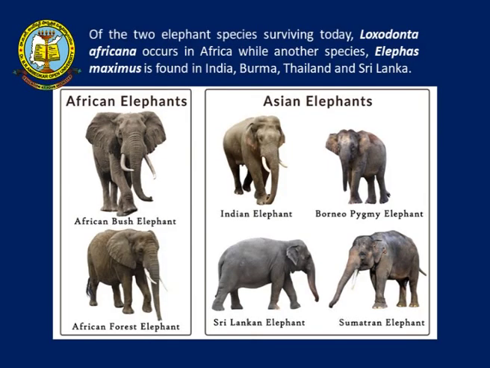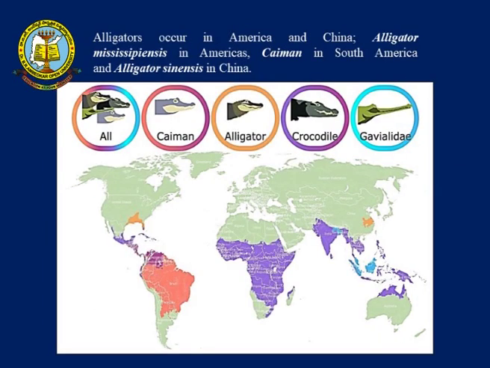And of course, how can we forget the elephants? Loxodonta africana occurs in Africa, while another species, Elephas maximus, is found in India, Burma, Thailand and Sri Lanka, although the names are different over there. The alligators occur in America and China: Alligator mississippiensis in America, Caiman in South America and Alligator sinensis in China. So, again you can find the discontinuous distribution of these alligators.